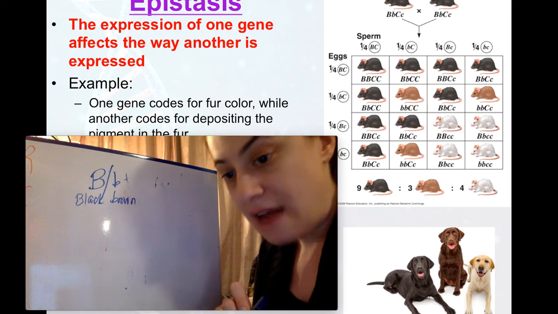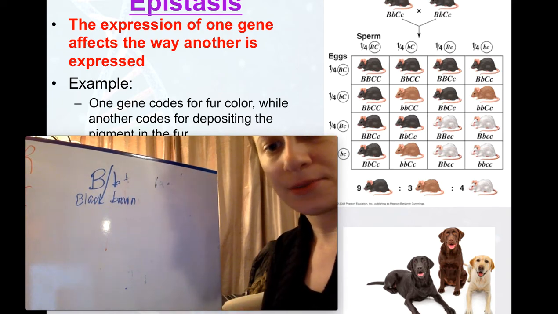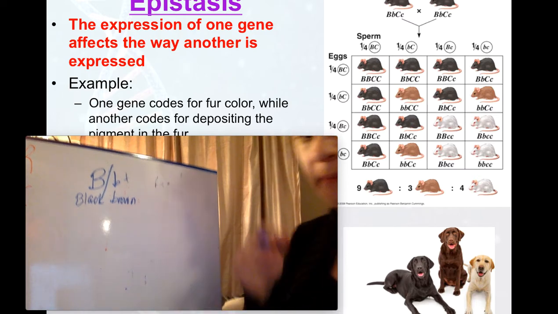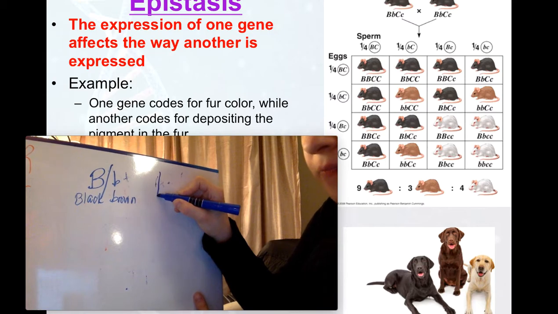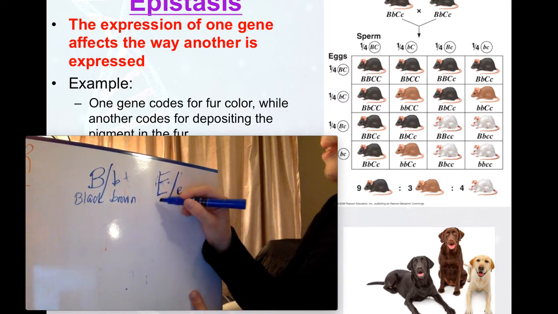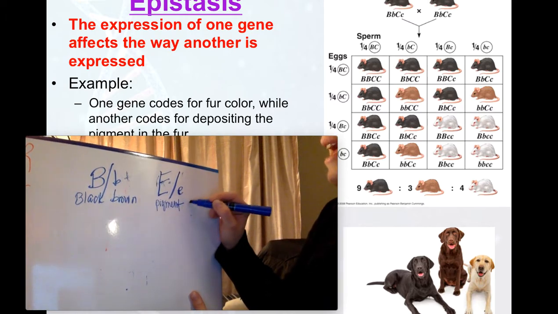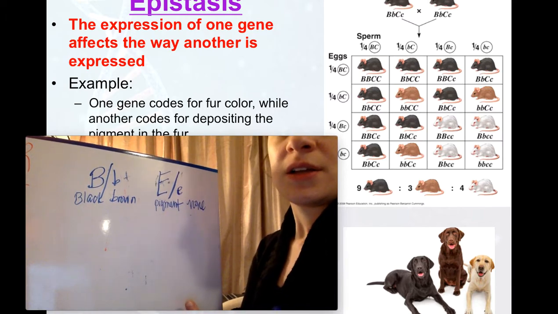And then another very important gene is what codes for the production of that pigment. I'm going along with the letters that are in your notes. So we have big E and then little e. Big E is for the pigment that's produced, and little e is for none.